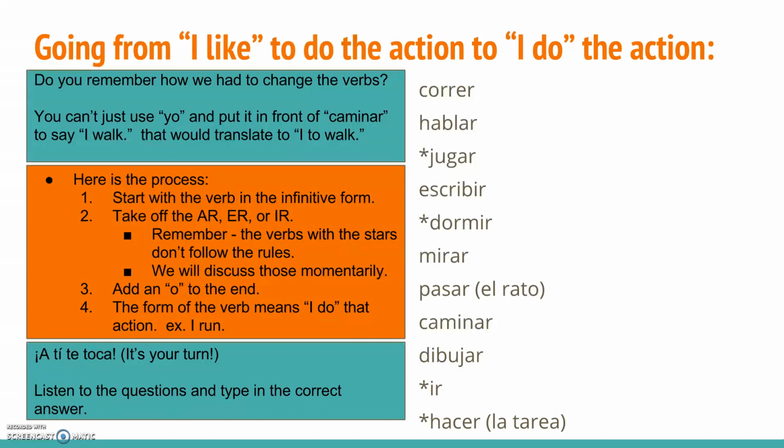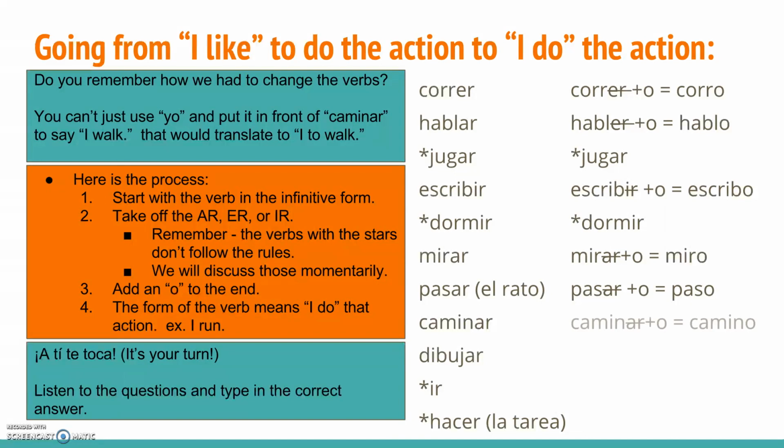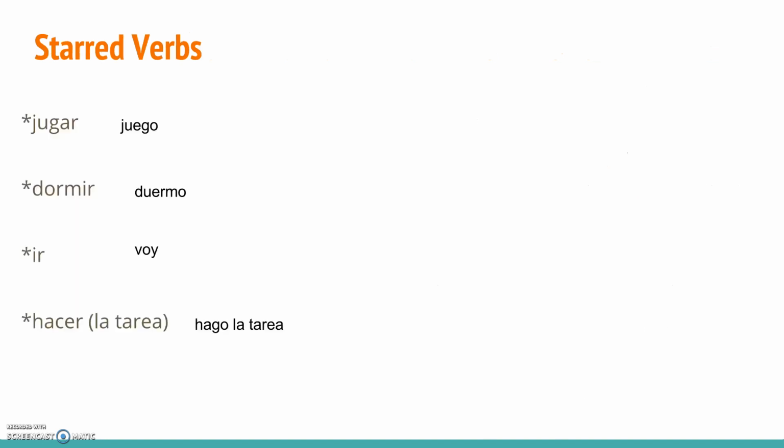Let's check ourselves. You should have typed in corro for I run, hablo for I talk, I skipped jugar, escribo, I skipped dormir, miro, paso, or you could have written paso el rato, camino, dibujo, and then again skipped the last two.